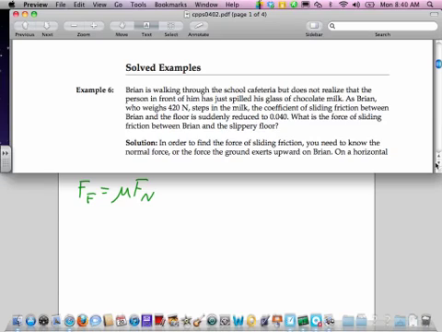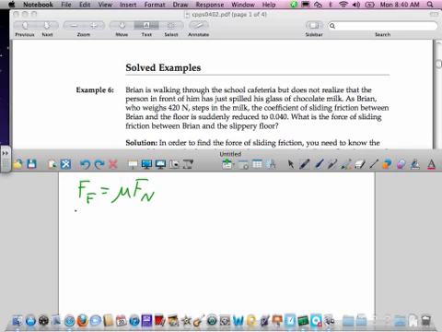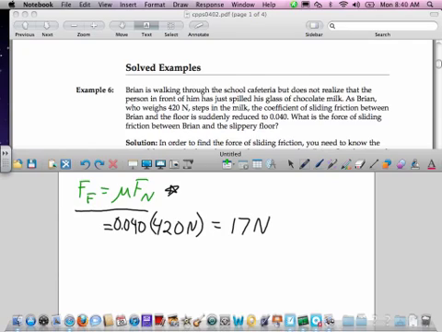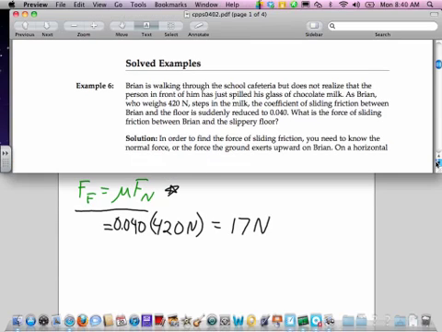So if we want to figure this out, we've got our information right here. We know that he weighs 420 newtons. And because he's walking on a level surface, that weight is going to be his normal force. So his normal force is 420 newtons, and the coefficient of friction is 0.040. We would simply multiply those two numbers together, and we're going to come out with 17 newtons. So here's our new important formula. Force of friction is equal to mu times the normal force, and we're going to use that one in all of these problems. All right, so that's the first one. Let's take a look at the next one.